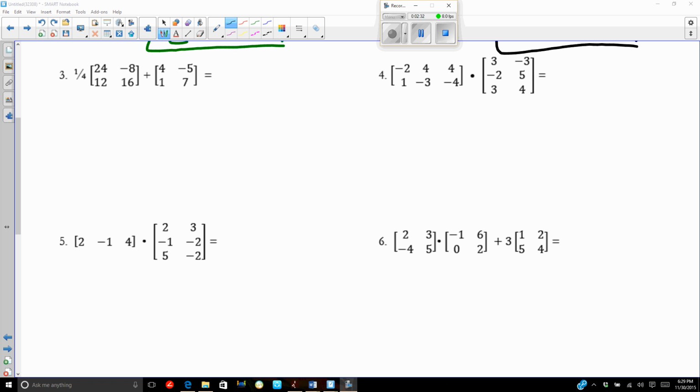So number 3 involves a couple of different things. First, on number 3, we need to multiply everything in this first matrix by 1/4. Again, that's the same thing as multiplying everything in there by 1 and then dividing by 4. Since multiplying by 1 doesn't change anything, really all we're doing here is dividing all of these elements by 4. So go ahead and do that.